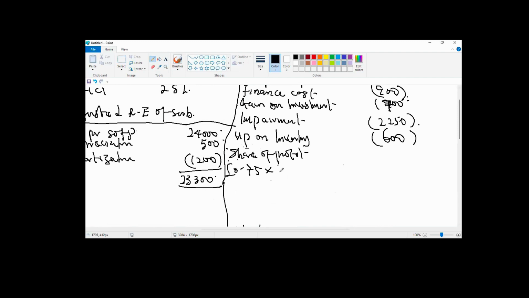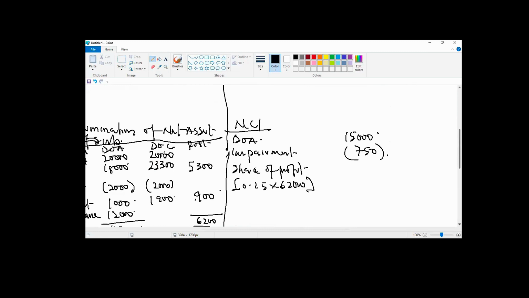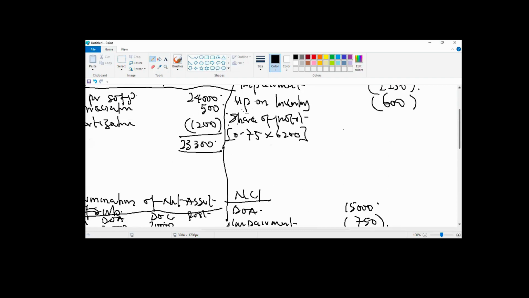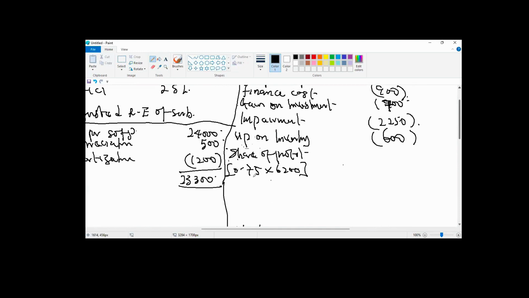Share profit. 0.75 times 6-2. 1,550. For the parent, 4,650. That is the end of the question.